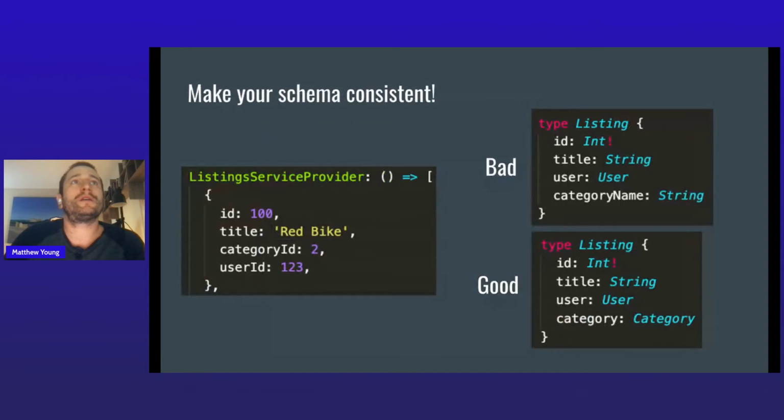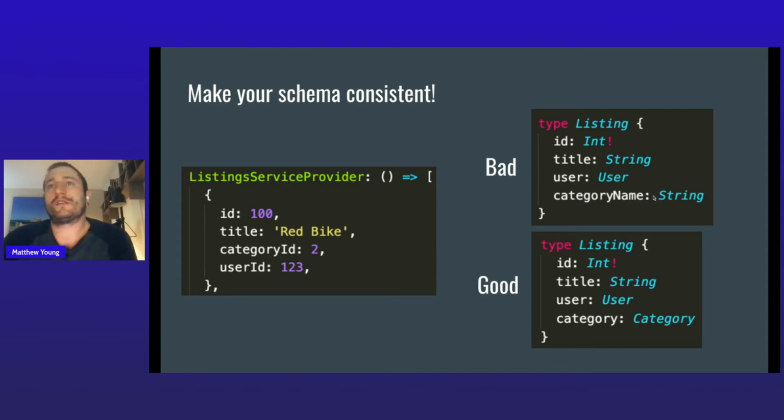And the second thing is make your schema consistent. Imagine this is the listing service provider. It's returning us this dummy object of a listing on your classified site. So we get back a category ID for this listing. If you need the category name in your result to your client, there have been times where we've tended to just do it on its own. We take the category ID, we call the category service for the listing, and we bring back the category name and make it part of this listing type on its own.